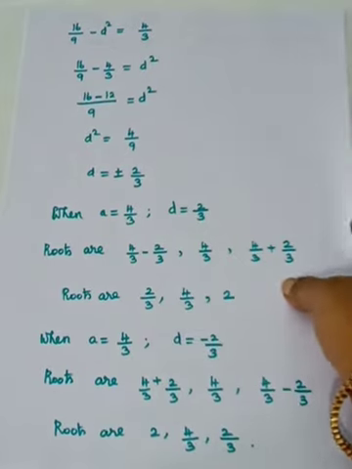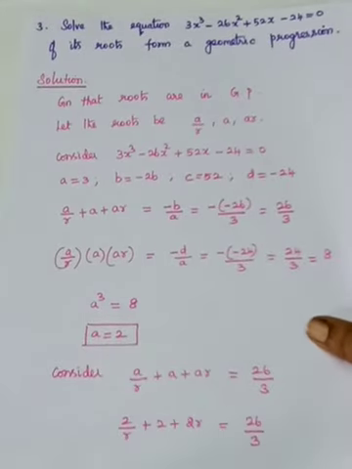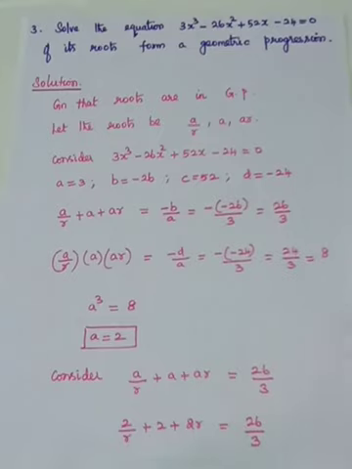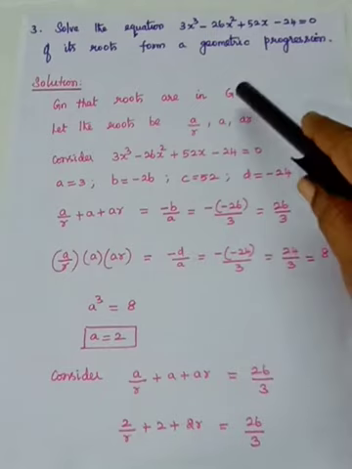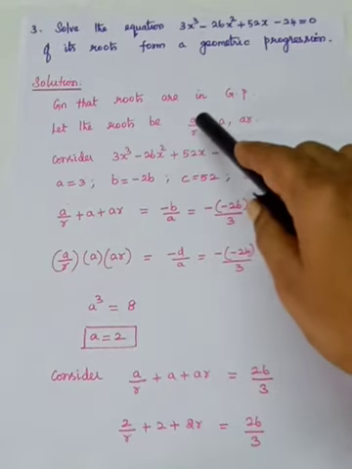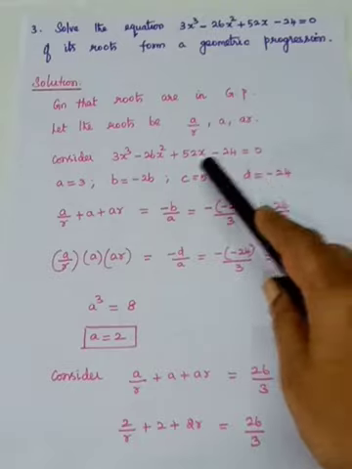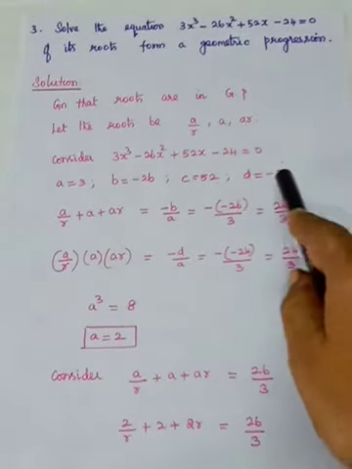In the same way, coming to the third problem, that is, solve the equation. It's also a cubic equation, if the roots form a geometric progression. So how are the roots in GP? GP means they have a common ratio. So let the roots be a by r, a, ar. Consider the equation and write the coefficients a, b, c and d.